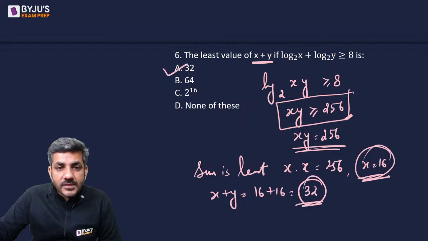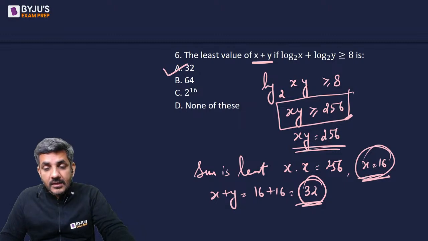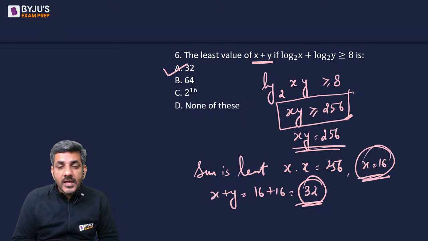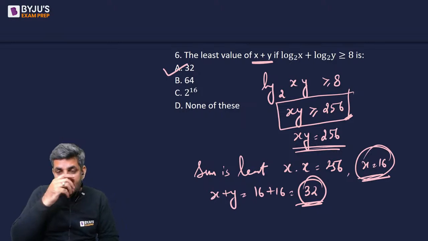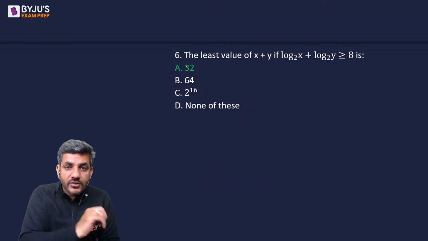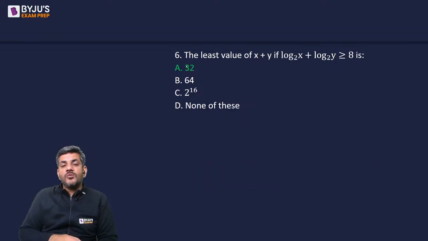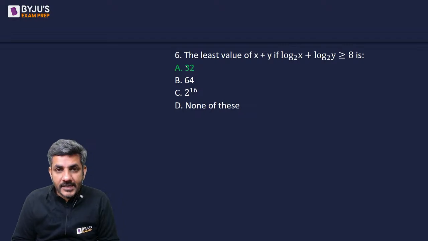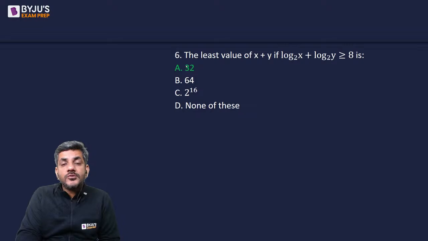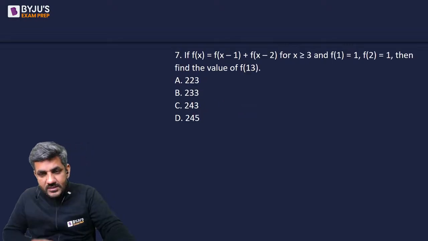So first option is the right answer for us. The least value of x plus y is equal to 32 if the product of the two numbers is greater than or equal to 256, and that has given me the right answer. Music core was correct. The correct answer for question number 6 is option A, that is 32. I will move ahead from here now. Next question, question number 7 on your screen. It is here. Let's see who does it fast now.